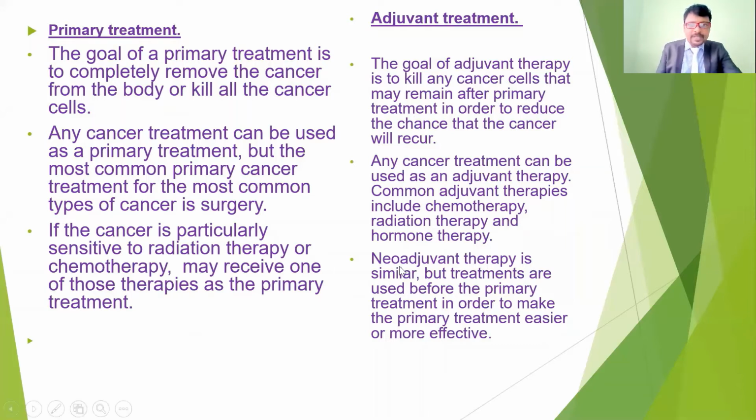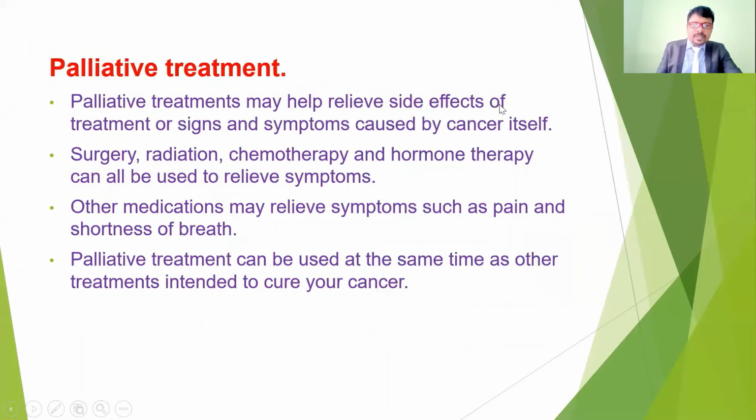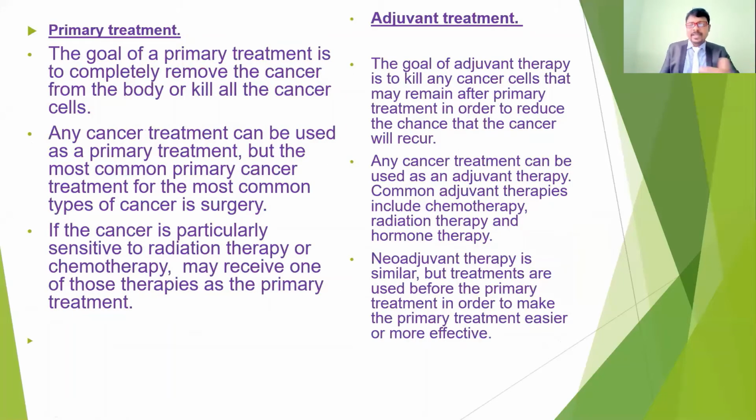So the first one is the primary treatments, and also the adjuvant treatments. Next one is the palliative treatments. These are the different types of treatments. So what are the primary treatments, the secondary treatments, and the adjuvant treatments? First one is the primary treatments.